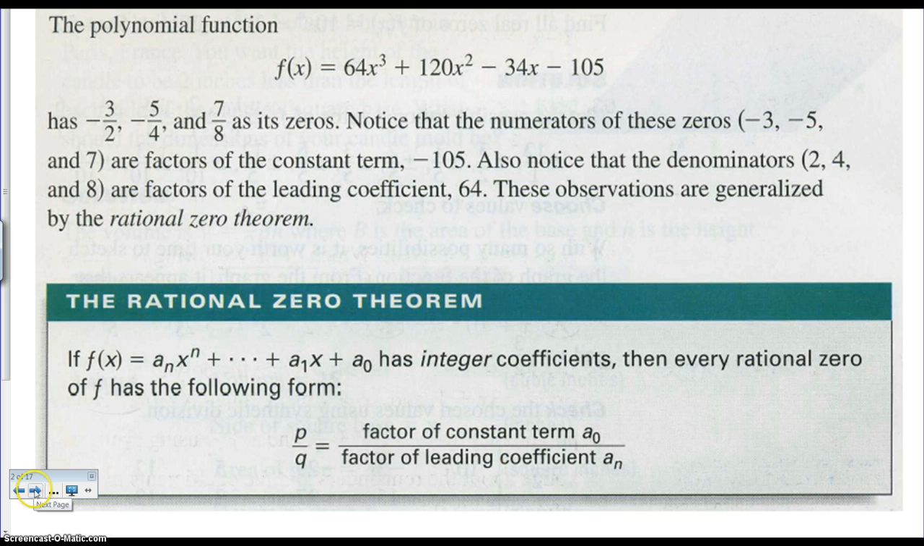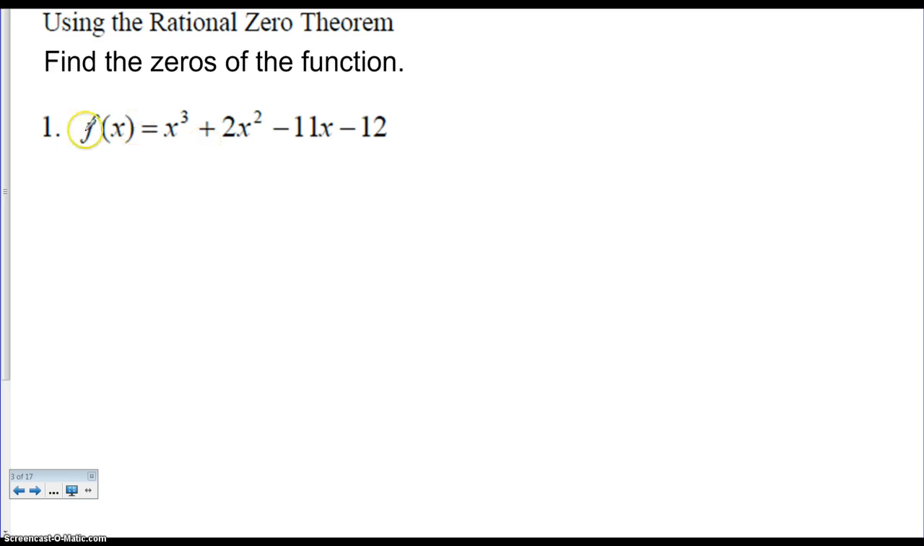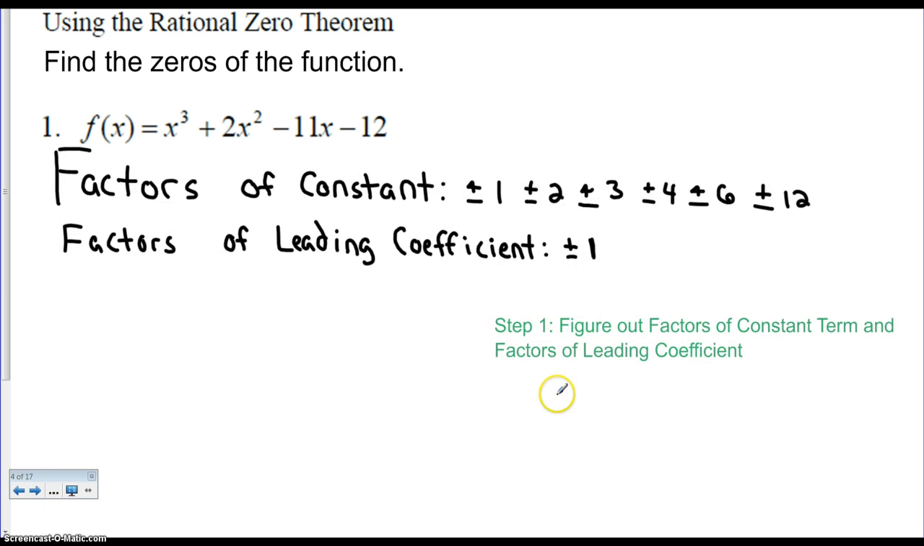So let's look at an example, okay? What I've written down are some steps for you. I have this polynomial function, x cubed plus 2x squared minus 11x minus 12. I want to find the zeros of this function, but in order to do that, first I have to find out what the rational zeros are. Remember, rational represents a fraction. So the first thing I do is figure out the factors of the constant term and the factors of the leading coefficient. Negative 12 is my constant term.